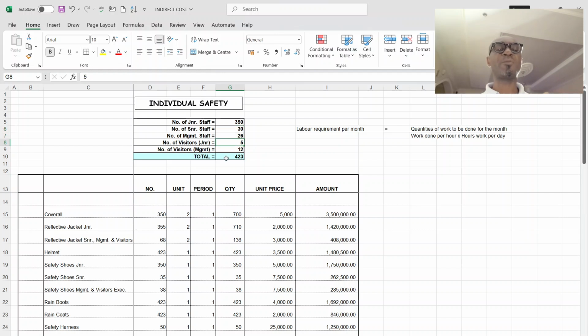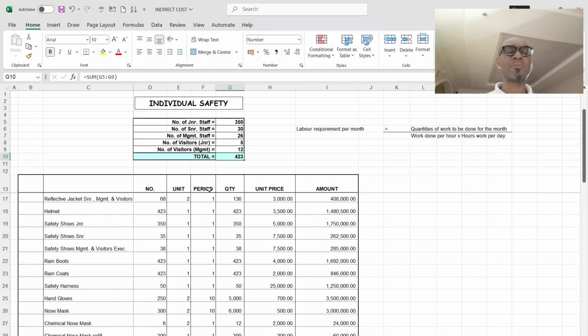Then you make provision for visitors, of course, who come to site. So either do one thing or the other. Junior, I made provision for 5. Then senior, I made provision. Management, I made provision for 12. So the total number of workers that will work within that site is 423.